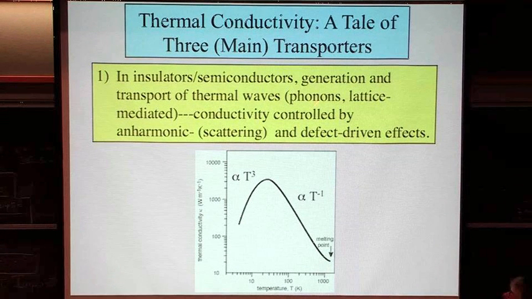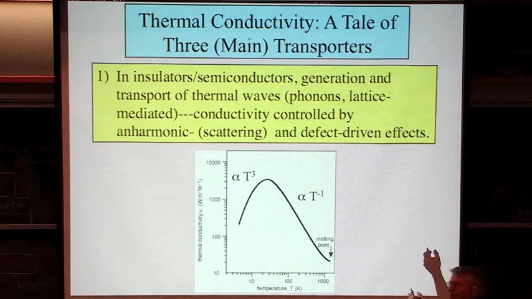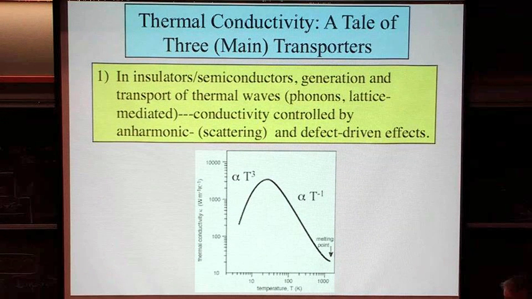Okay, you'll notice I have 3 main transporters up here. And my 3 main transporters, which I will go through in the next 2 slides, you anticipate me, are respectively our illustrious phonons. Oh, I used that word again. I'm sorry. Our lattice vibrations, electrons, and photons. Okay, those are going to be my 3 transporters, which is fairly comprehensive.